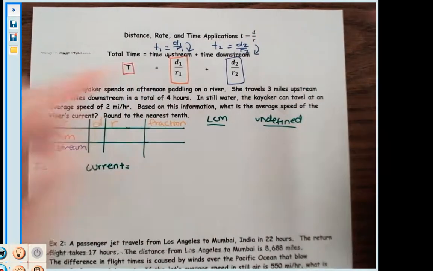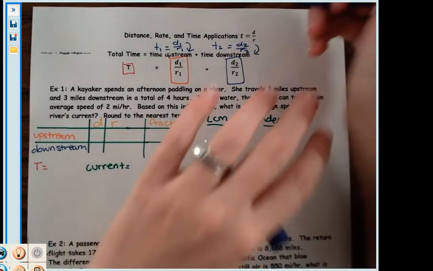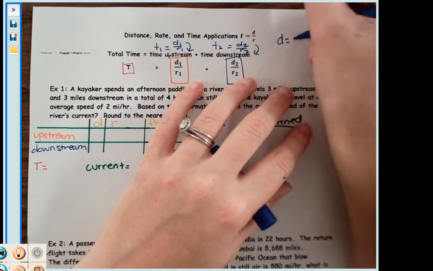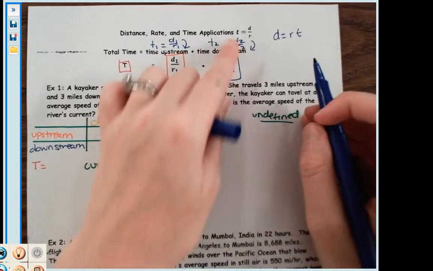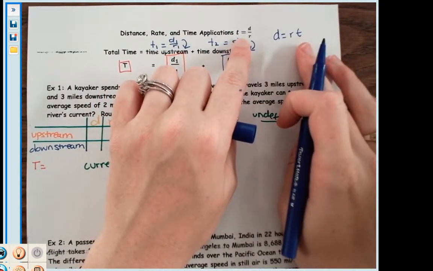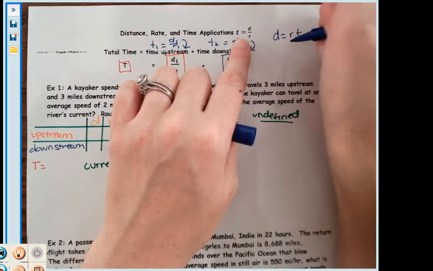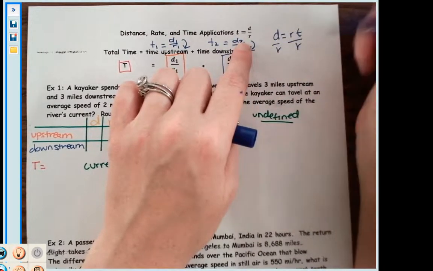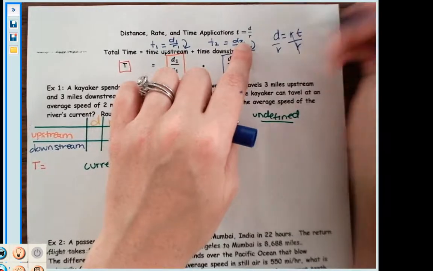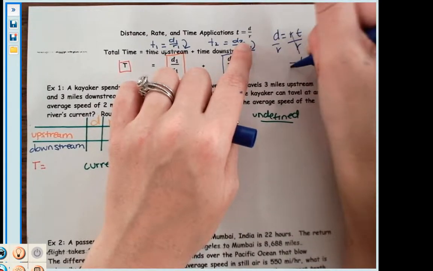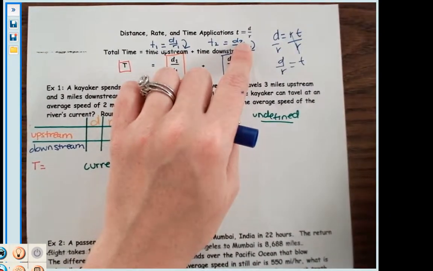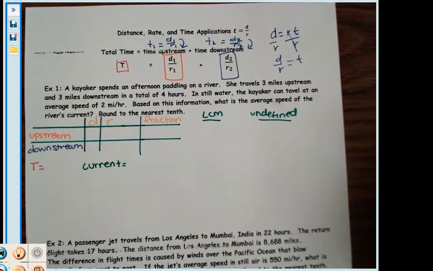All right, so before we get started, our time equation: time equals distance over rate. You guys probably already know the equation distance equals rate times time. So where I got this from was I solved it for t. I just brought my r to the other side and rearranged things. So these canceled out, and you were left with time equals distance over rate.